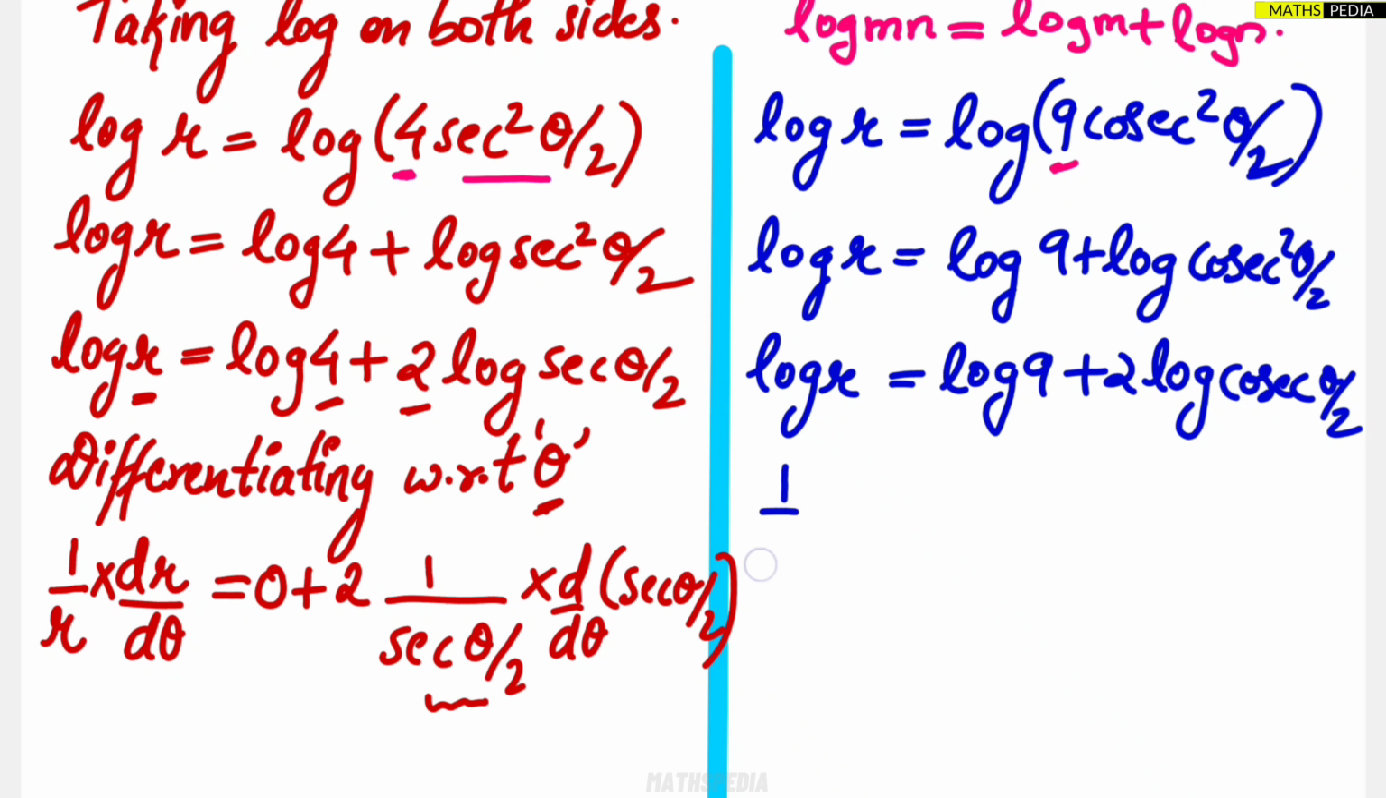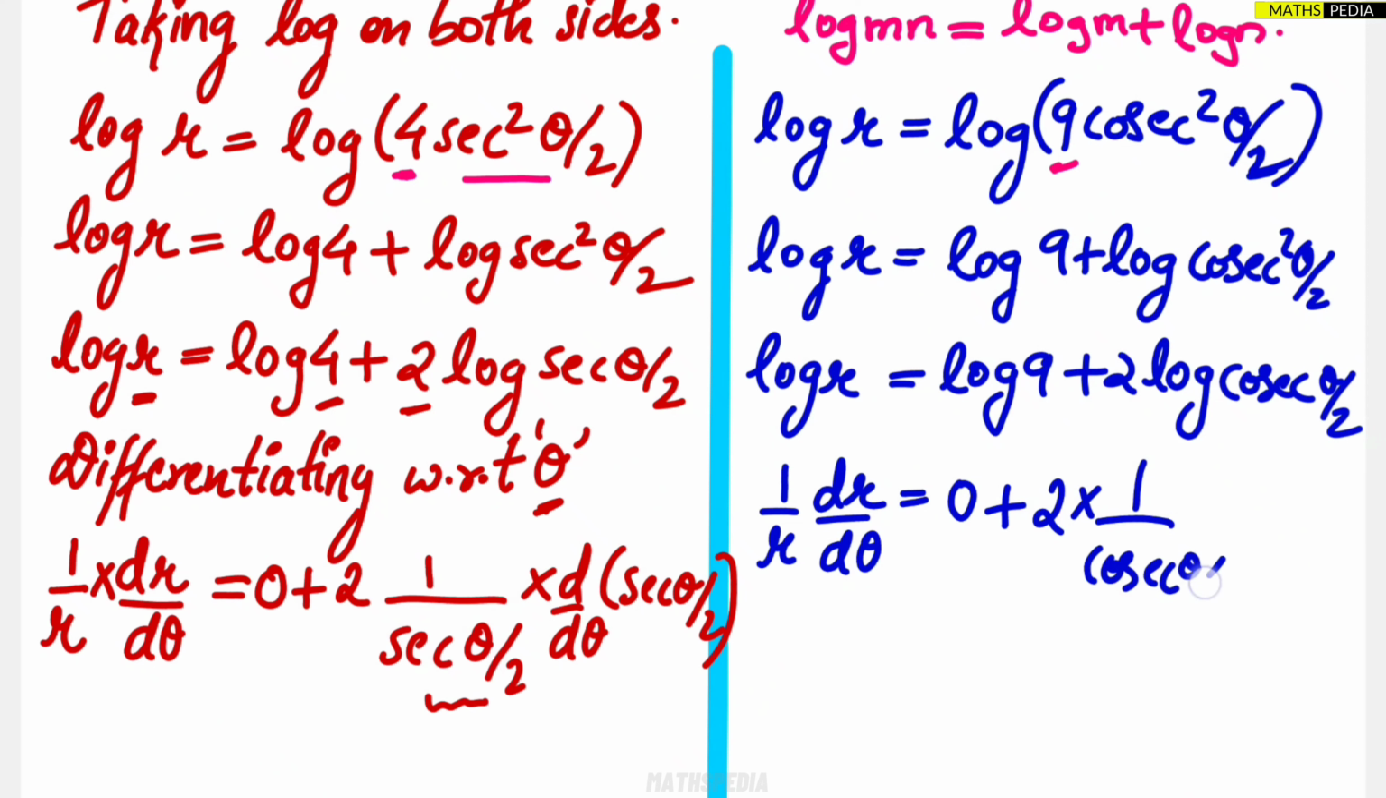So it will be 1 by r dr by d theta, again the same thing, equal to log 9, again here a constant value, so differentiation of that is 0. 2 log cosecant theta by 2, 2 is a constant value, again same thing you have to write 1 by cosecant theta by 2, and again the differentiation of that particular thing with respect to theta, I'll write here cosecant theta by 2, again you have to differentiate. Okay, this is the thing.